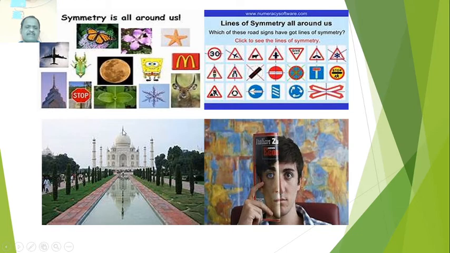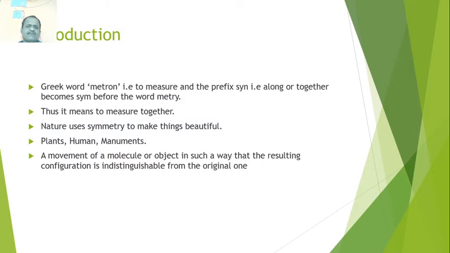If you pass an axis like this, you will get two equal halves, shown in this image also. So symmetry plays an important role every day. As I said, the word symmetry comes from the Greek word metron, meaning to measure, and the prefix syn is nothing but along or together. Before syn, people started to use sim, and that's why the word became symmetry. In short, if you want to define symmetry, it is nothing but to measure together.